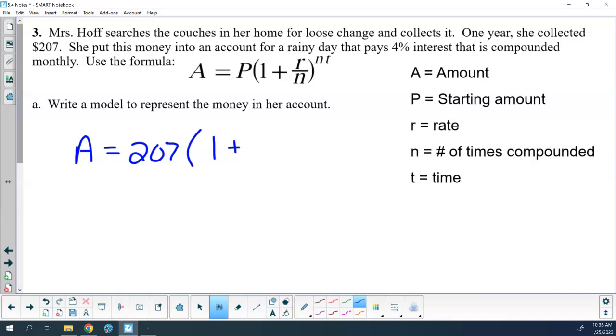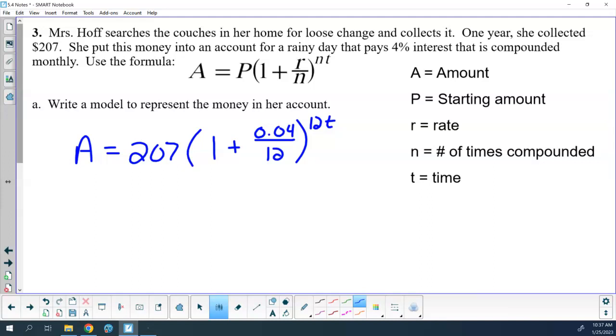So which one? 0.04 is 4%, right? 0.4 is 40%. So this would be 0.04 divided by n. N is the number of times compounded. We just said that that was how many? 12. To the 12t power. Okay?